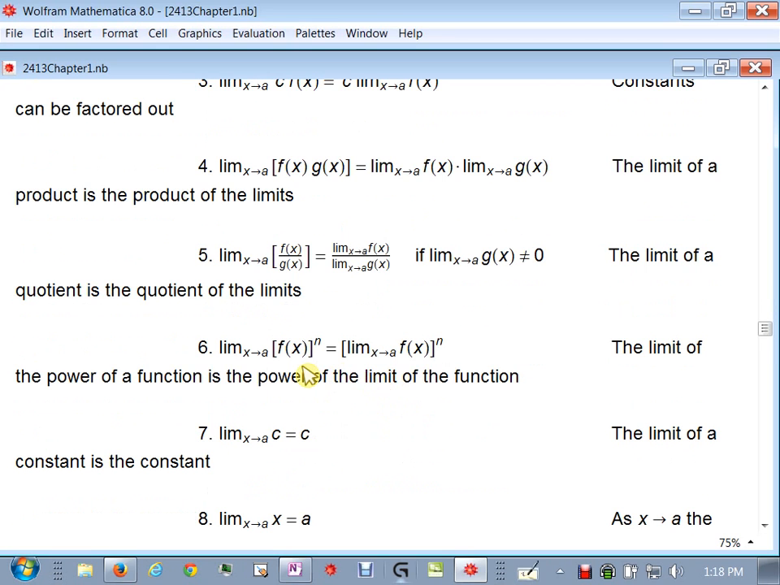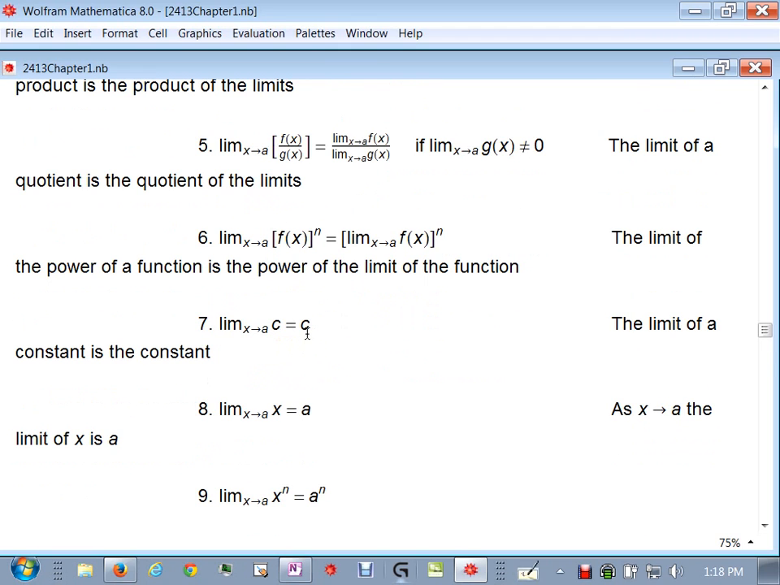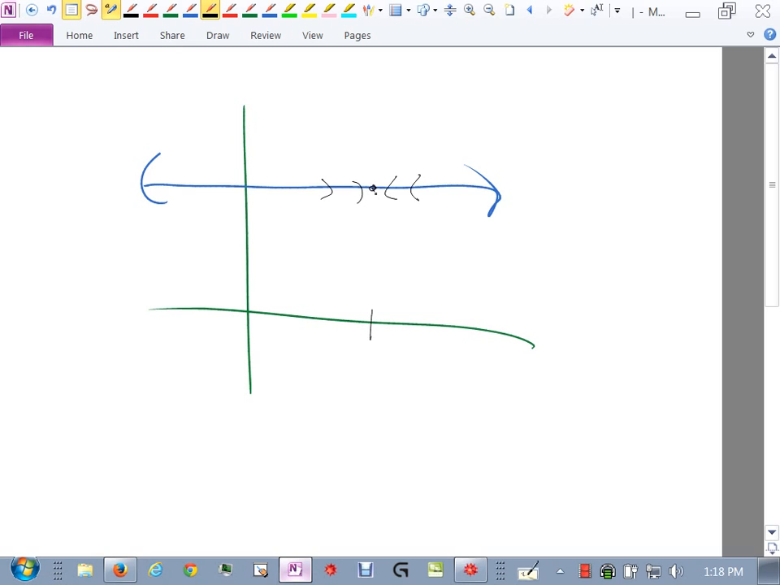Same thing with powers. Trying to figure out what's happening to something to a power, figure out what's happening to that something first, then when you get the answer, raise it to that power. The limit of a constant is the constant. I can show you a picture for this one. If I have a function that is constant, it means it's a flatline like this, right? If I ask you, where is it approaching, if I come in from the left and right to any point, where is it approaching? Well, whatever the constant value of the function is, it's always going to stay that way. So that's why the limit of a constant is itself.